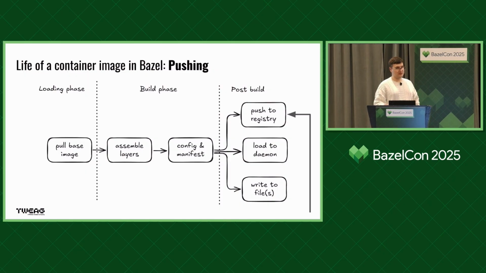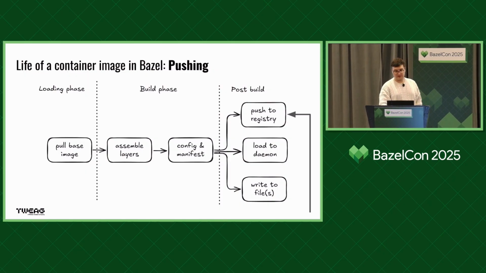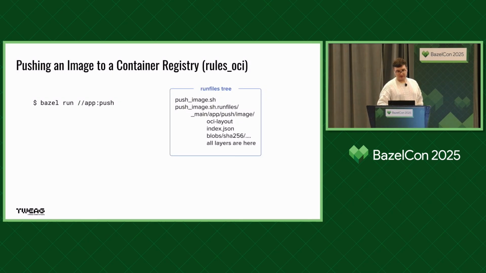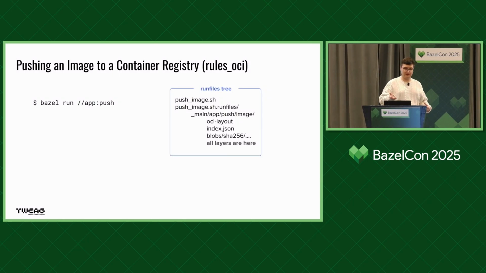So now that we built the image, we want to actually push it to a registry. And the way you do that in Rules OCI is you have a specific target that you Bazel run. And what Bazel does in the background is it creates a shell script as the entry point that will be run. And also in the runfiles of this shell script, you have all of the blobs of the image. And this way, when the shell script runs, it can talk to the registry, figure out which of the layers need to be pushed, and just push the missing layers.